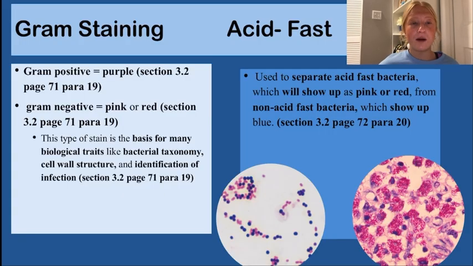So we talked about gram staining a little bit. Gram positive will show up purple, and gram negative will show up pink or red. This type of stain is best for biological traits like the taxonomy, cell wall, and infection. And acid-fast staining is used to separate bacteria, which will show up as pink or red, while non-acid-fast bacteria will show up blue. I just wanted to go into detail a little more about these, even though they were in the previous slide.